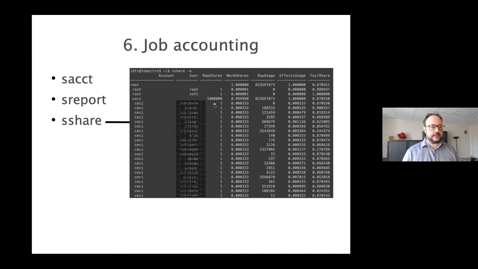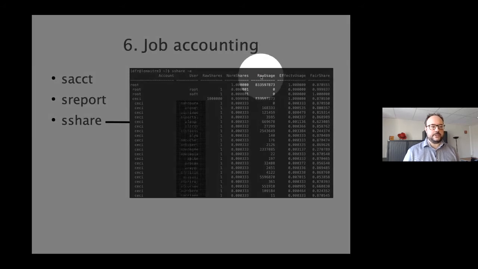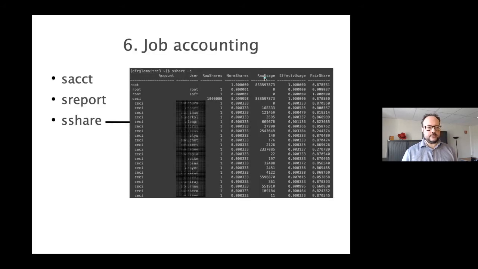And then here you see that everyone has the same share, it's 1, and the shares are then normalized as 1 over the total amount of users. So there are approximately 3,000 users defined on the CC database. So you see that everyone is entitled to this fraction of the total amount of CPU hours that the cluster is able to deliver over a given period. And then you see here the row usage, which is the number of CPU seconds or minutes, I don't remember, that you've used in the past.